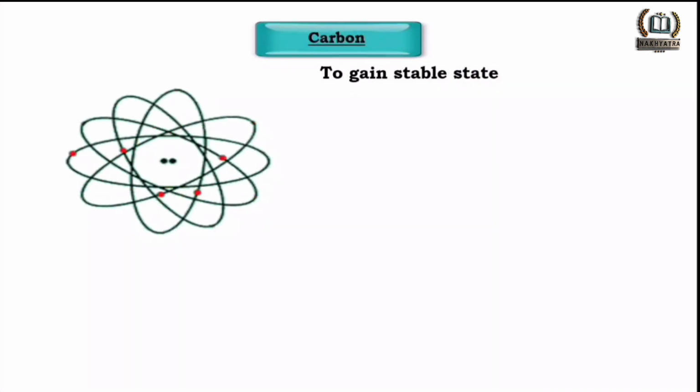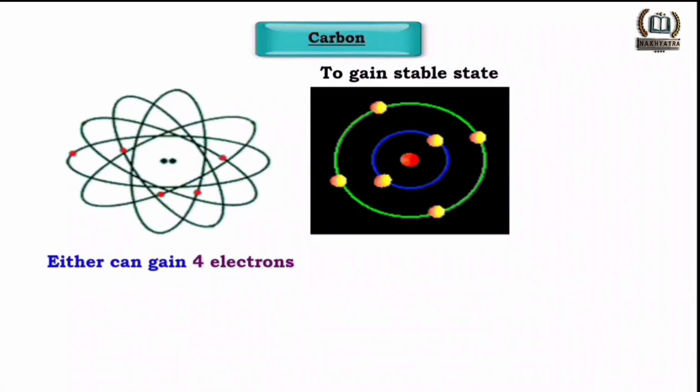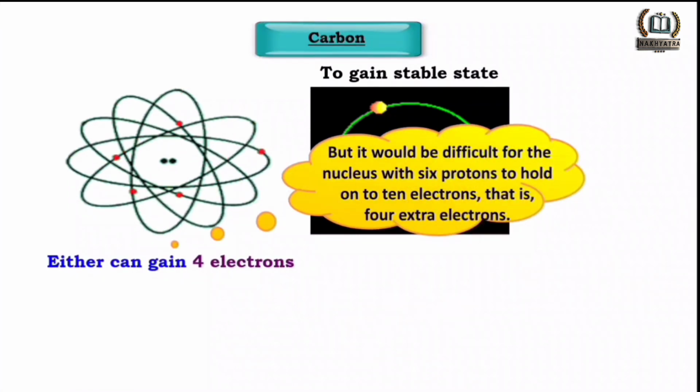Now see, to gain the stable state, carbon could gain 4 electrons, but if it gains 4 electrons, it would be difficult for a nucleus with 6 protons to hold onto 10 electrons, that is 4 extra electrons. That is the reason we cannot gain 4 electrons to reach the stable state: the nucleus with 6 protons cannot hold on to 10 electrons. It already has 6 electrons, right? But when 4 extra electrons are added, it cannot hold them, so it would be very difficult for the nucleus.